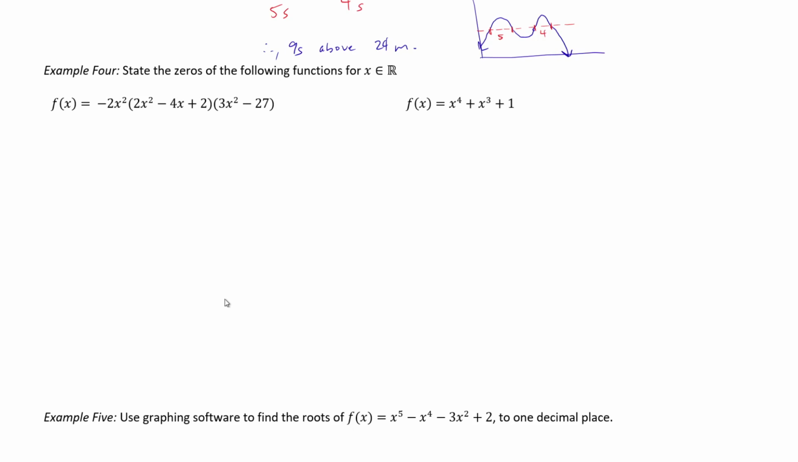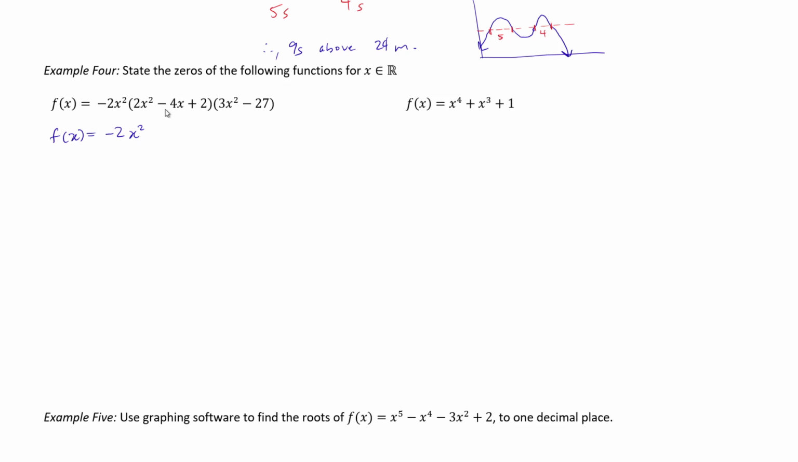Okay, if we take a look at this next one right here, state the zeros for the following function. So let's just quickly go through this. If I look at this, there are some things that are screaming that this is factorable, right? So this x squared minus 27 has a 3 there, and that's divisible by 3. And then I see a quadratic trinomial here. So that means that I'm probably going to be able to factor that too. So the first thing I'm going to do is clean this up a little bit by factoring out a couple of things.